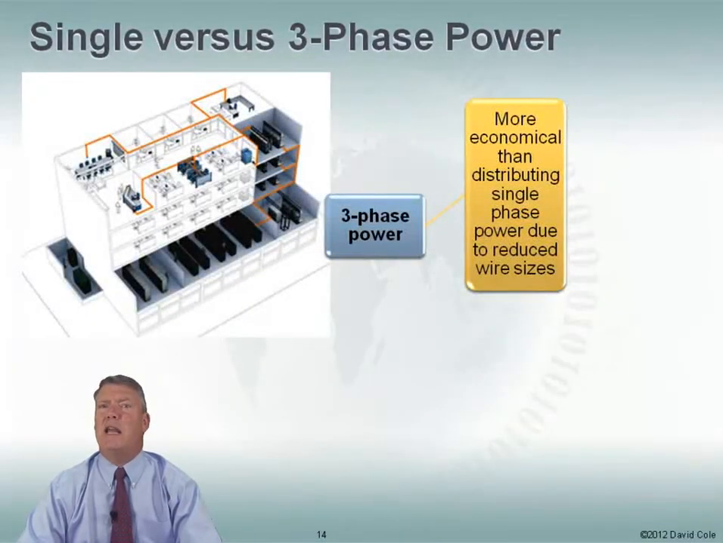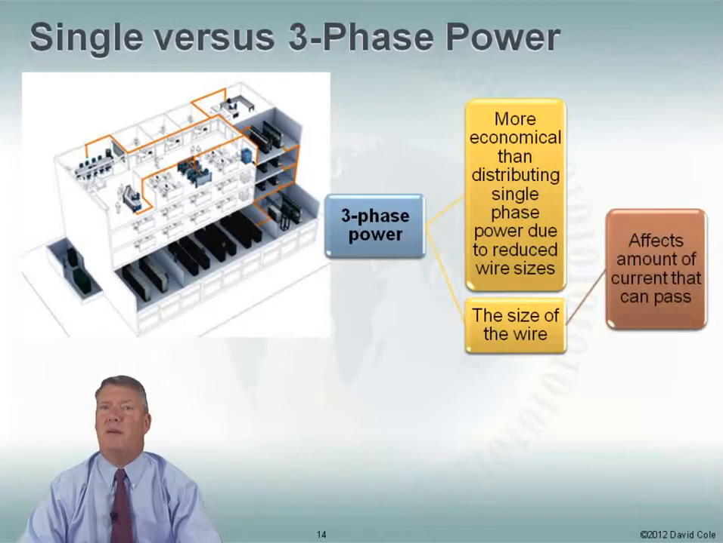Three-phase power is more economical to distribute because I've got smaller wire sizes. I'm really running three sections of power over the same wire, so I can use smaller wires to do that. The size of the wire is an important reason I'm using three-phase power. It's less expensive to do that.